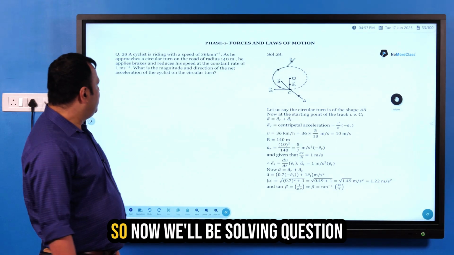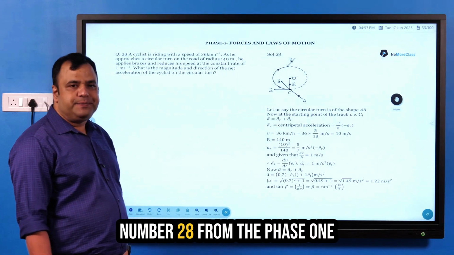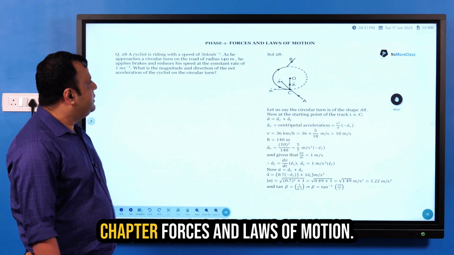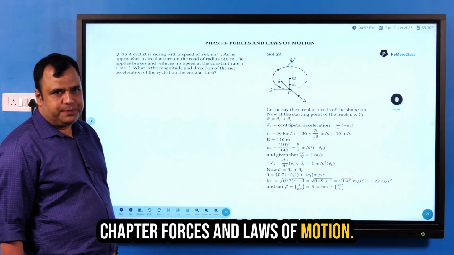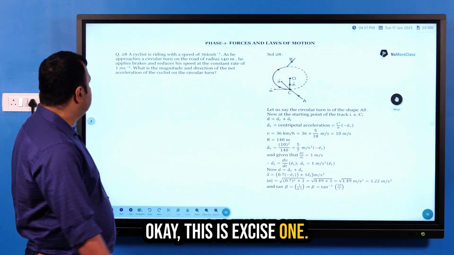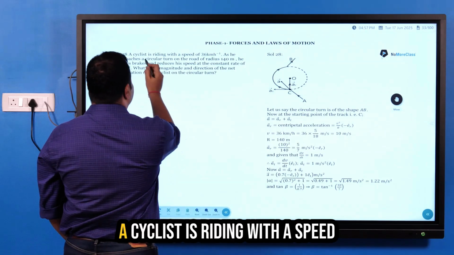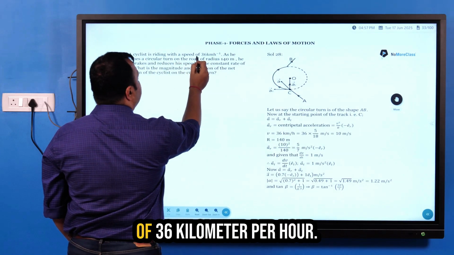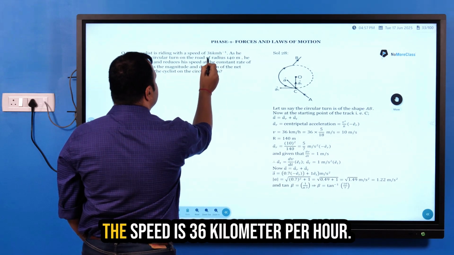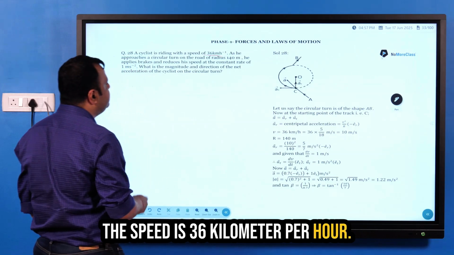Hello. So now we'll be solving question number 28 from the phase 1, chapter called Forces and the Laws of Motion. Okay. This is exercise 1. Let's see. A cyclist is riding with a speed of 36 km per hour. The speed is 36 km per hour.